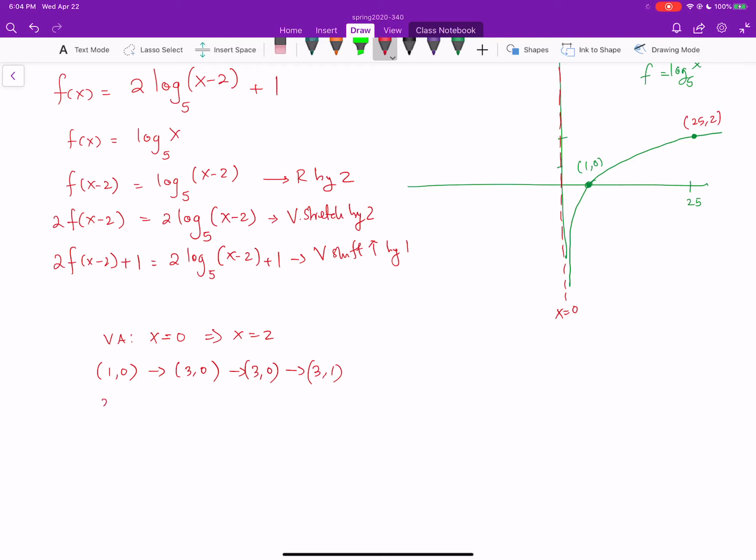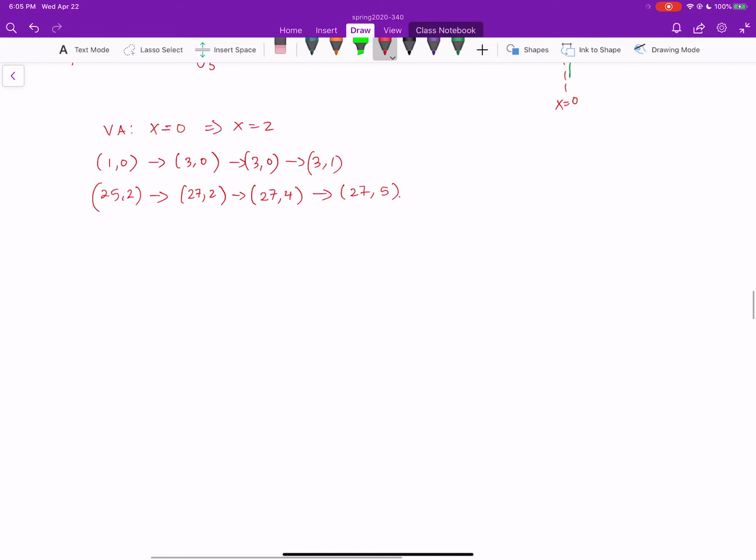If I look at the point 25, 2, that gets moved 2 places to the right. So that gives me 27 and 2. It gets stretched vertically by a factor of 2, so the y gets multiplied by 2. We get 4. And then it's moved up by 1. So now the point is 27, 5. So with that information, I can easily sketch this graph.